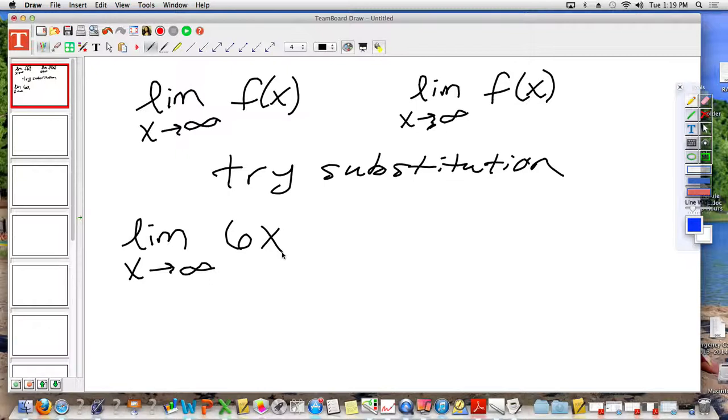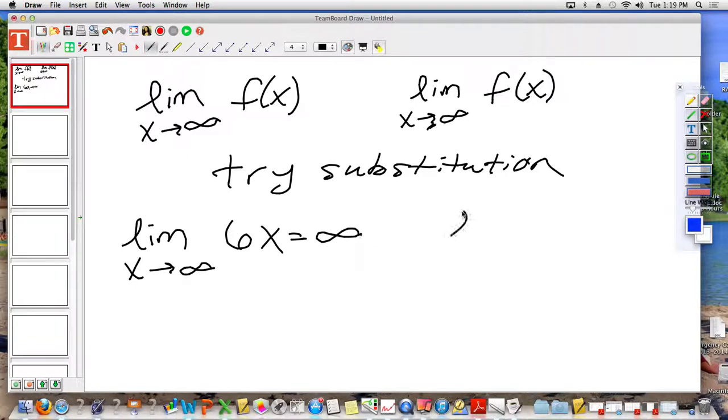Well, just think about that. If the x value is getting bigger and bigger and bigger, what's happening to the value of 6 times a really, really big number? It's getting really, really big. Wouldn't you agree? All right, so what is 6 times infinity? Infinity.